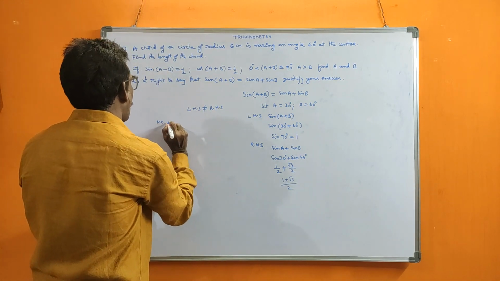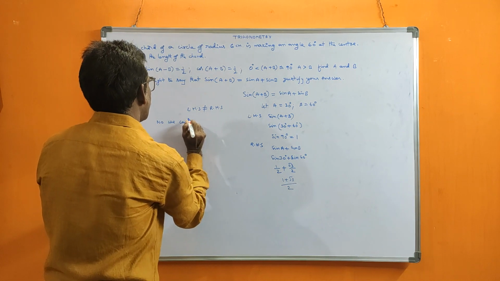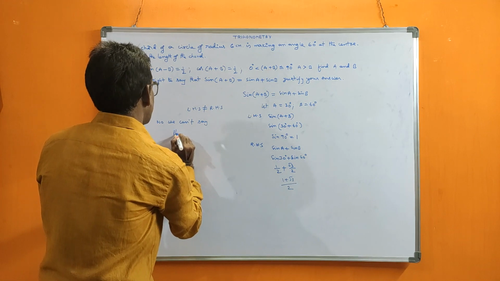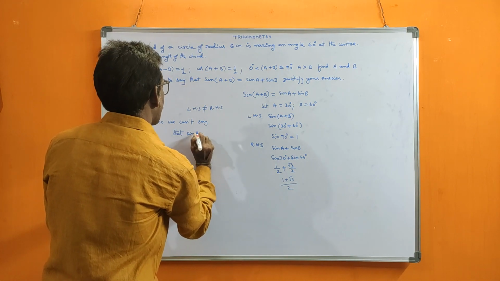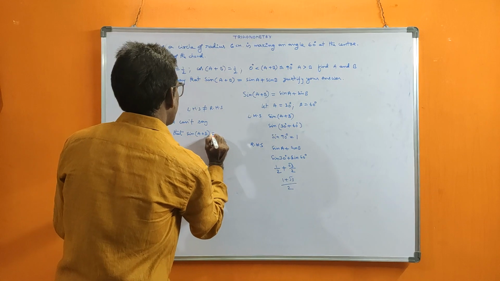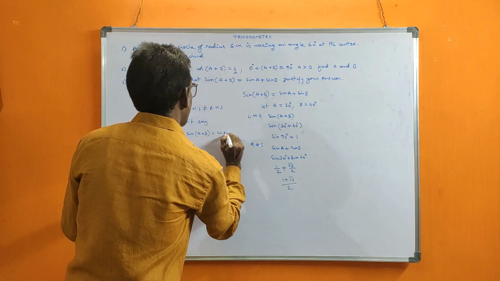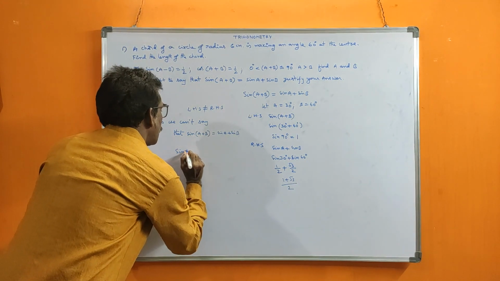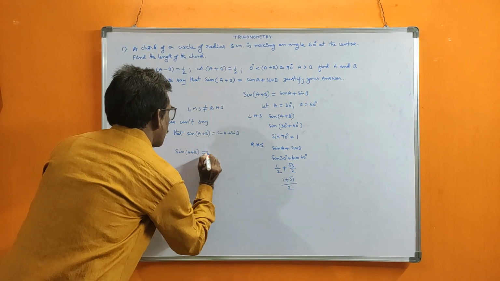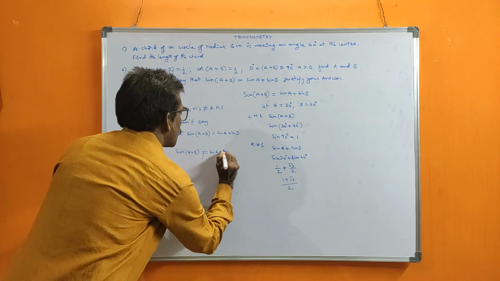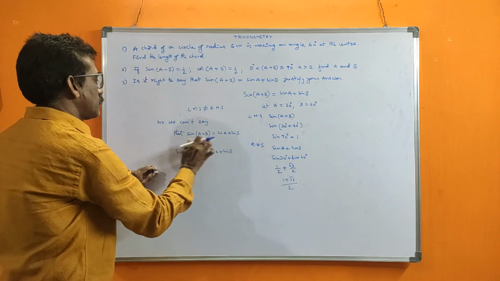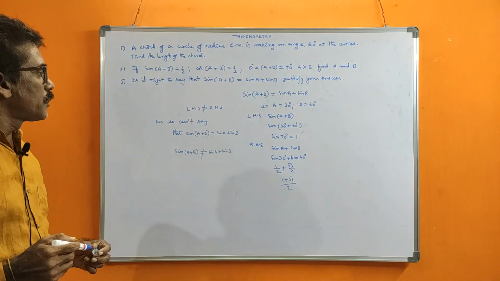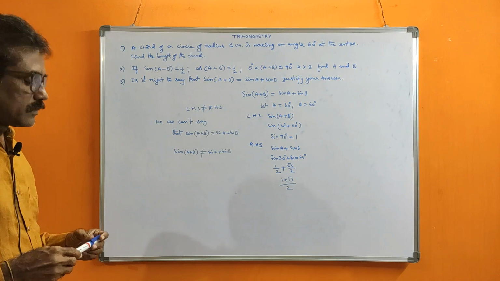That's why what do you write? No, we cannot say that sin(A+B) is equal to sin A plus sin B. Otherwise, as a mathematical statement, sin(A+B) is not equal to sin A plus sin B. Instead of this wording, simply sin(A+B) not equal to sin A plus sin B, we can also write like this.